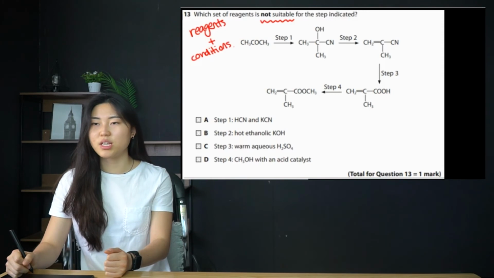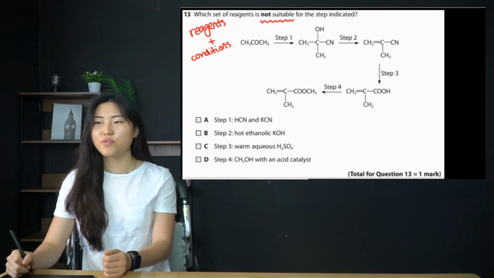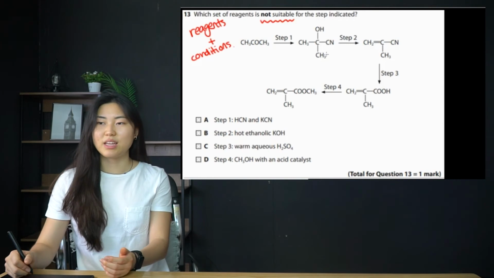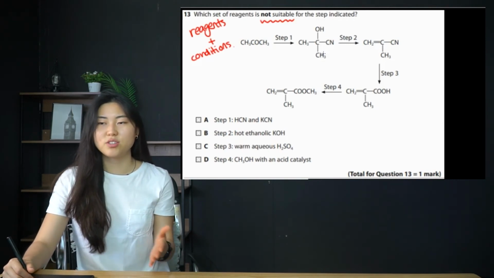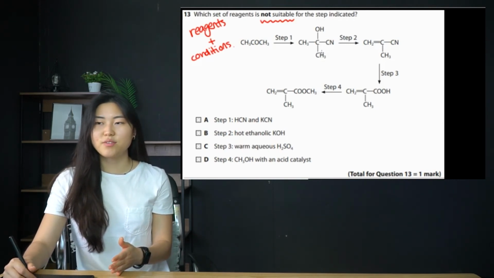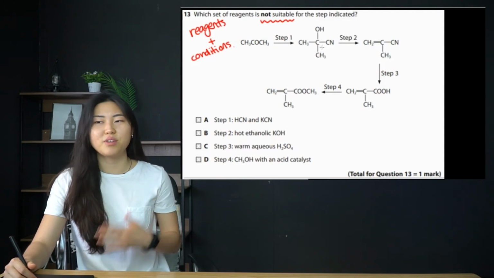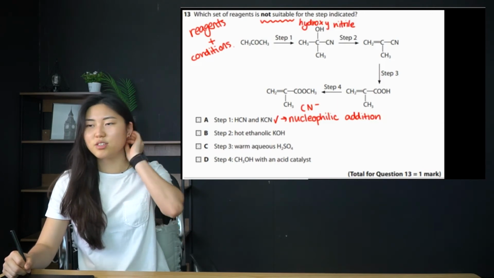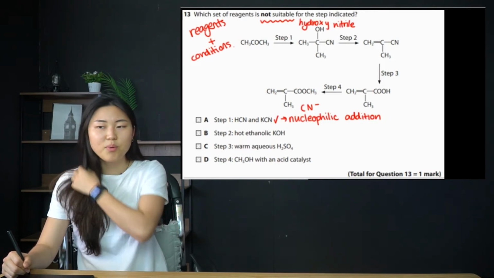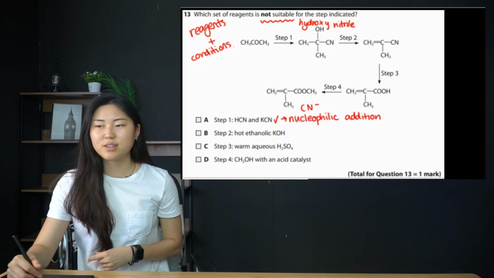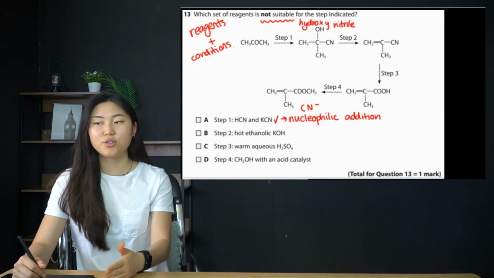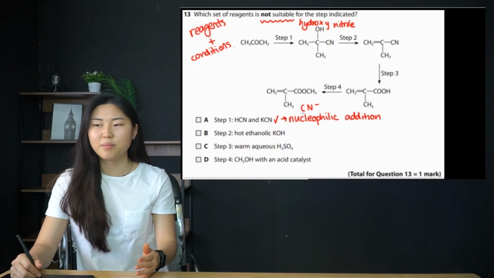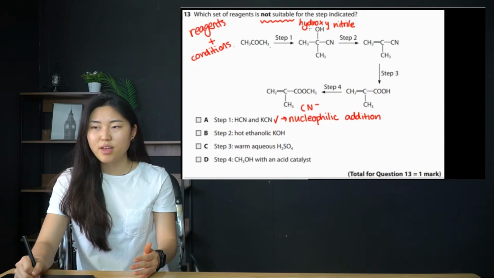And the next question, 13. Which set of reagents is not suitable for the step indicated? So this is basically a reagents and conditions question for organic chemistry. You have to memorize all the reagents and conditions, catalysts, temperatures, all the conditions. So first of all, step 1, HCN and KCN. These are the nucleophilic addition reagents, right? So the nucleophile is going to be our CN minus, and we have propanal making a hydroxynitrile, so that one is correct.